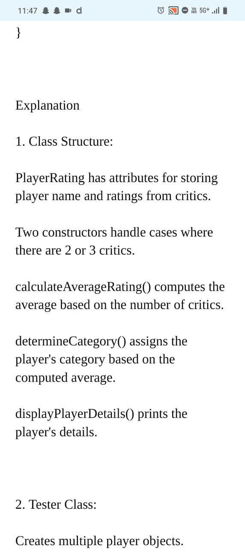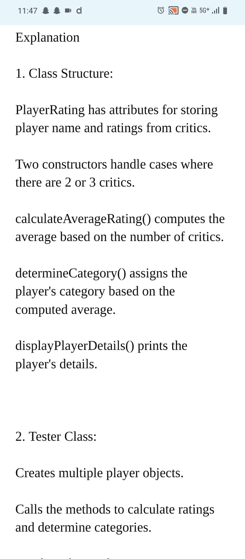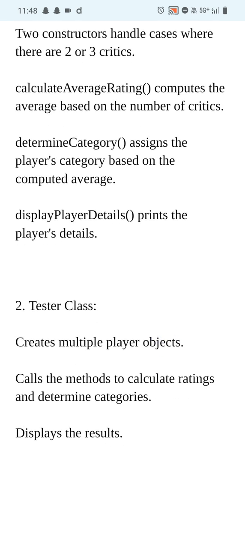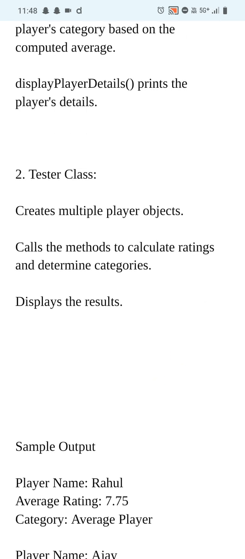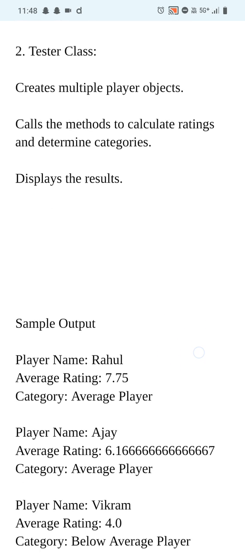Explanation. Class structure: player rating has attributes for storing player names and ratings from critics. Two constructors handle cases where two or three critics have rated. Calculate average rating computes the average based on the critics. Determine category assigns the player's category based on the computed average. Display player details prints the player's details. The tester class creates multiple player objects, calls the methods to calculate rating and determine categories, and finally displays the result.